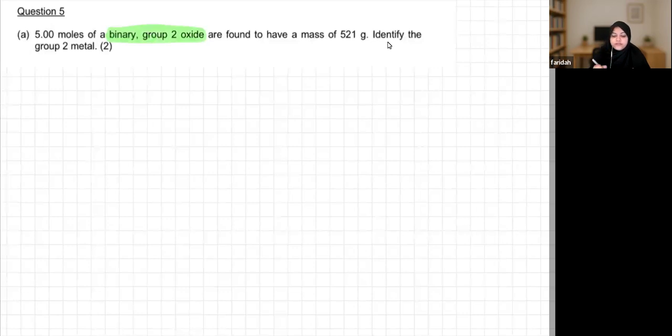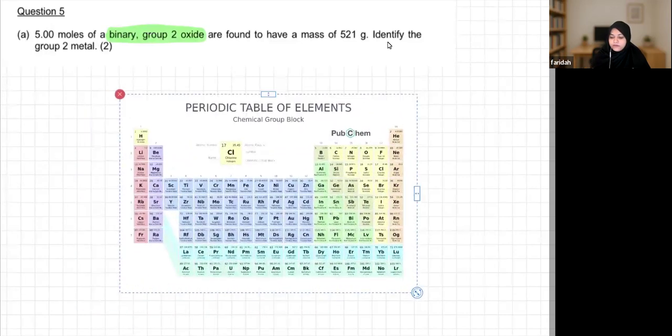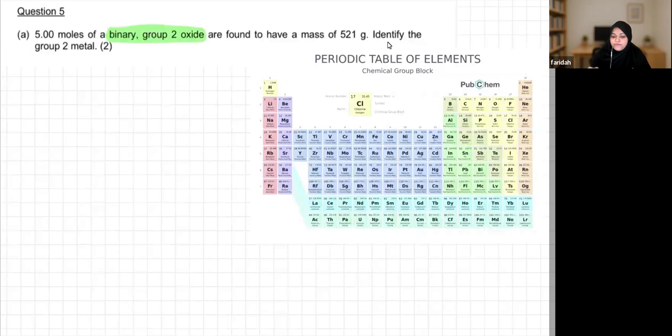For this one, you need your periodic table. So we're going to pull out our periodic table and have a look. Group 2 means the second column, right? So this is the first column, this is the second column. Group 2 will be any of these: beryllium, magnesium, calcium, strontium, barium, or radium. Any of these might be the one that combined with oxide.